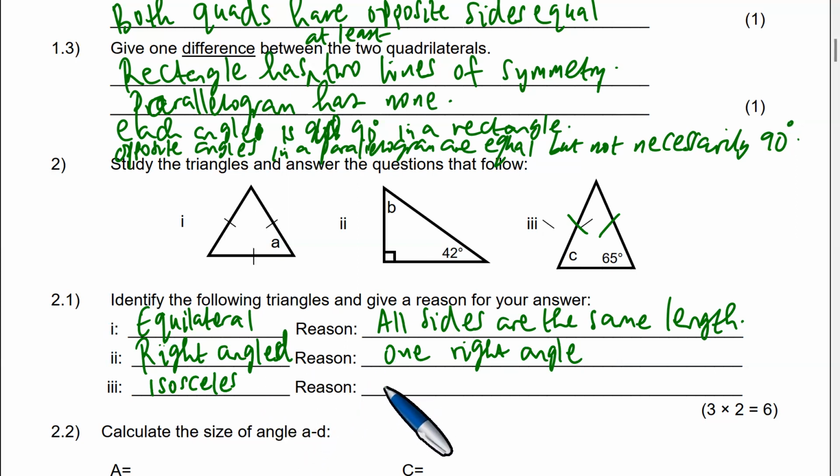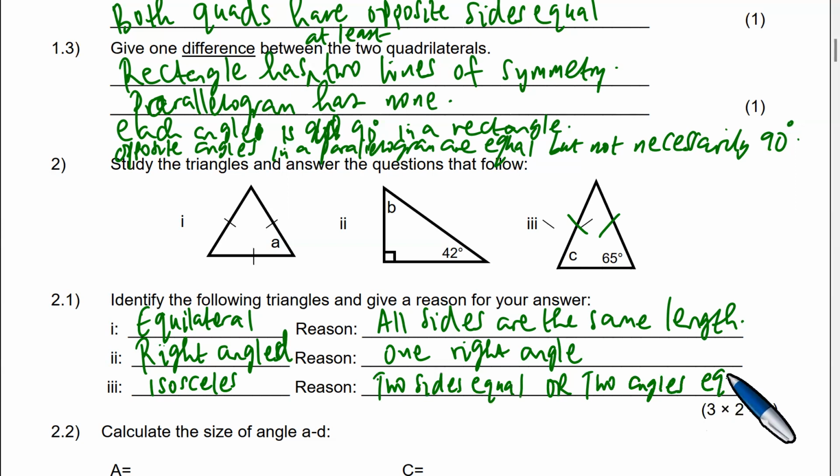Why is it called isosceles? Because it has two equal sides. Two sides equal. Or you can alternatively say two angles equal.